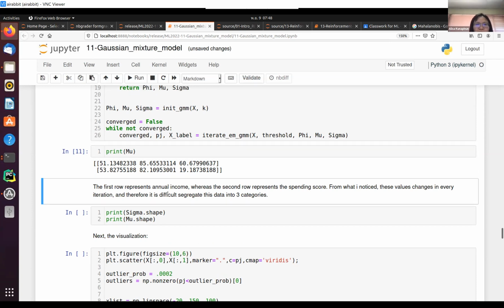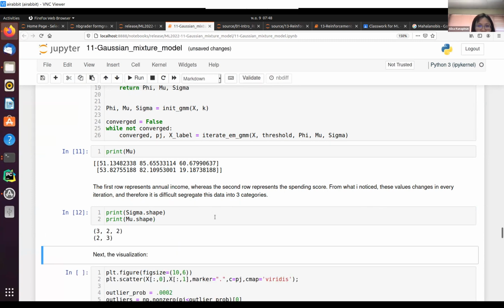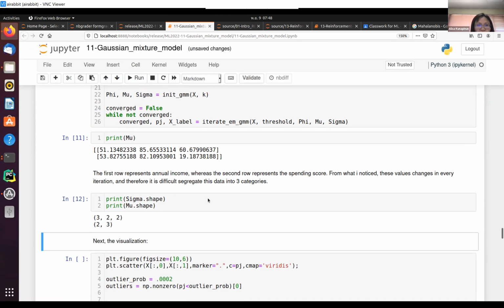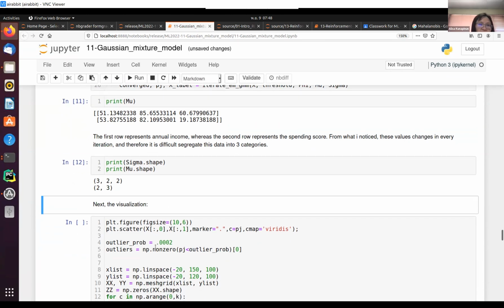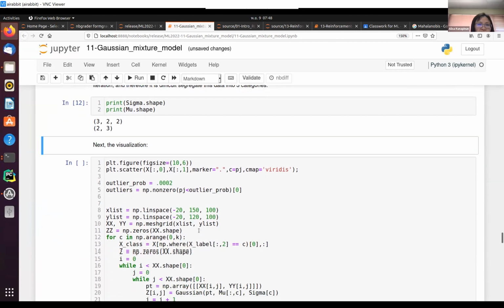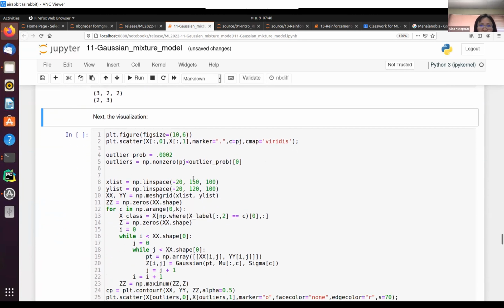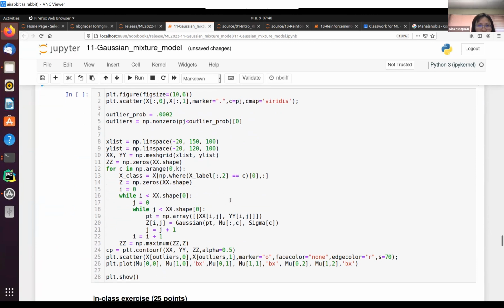The first row represents annual income and the second row represents the spending score. This value changes in every iteration. So the data has three categories right here. Then try to visualize the parameters inside.